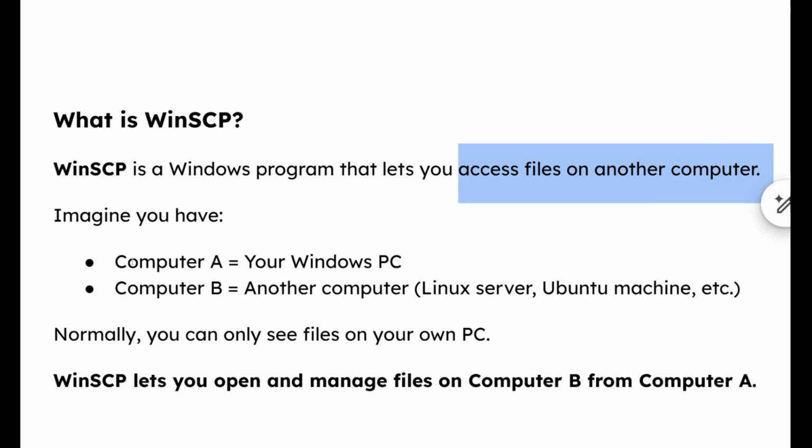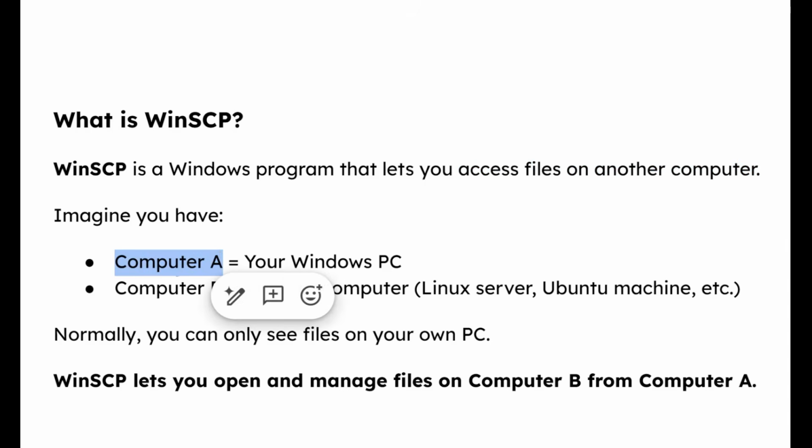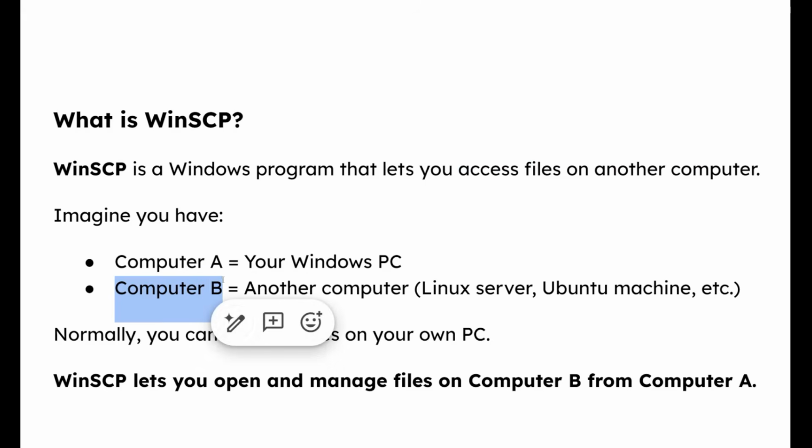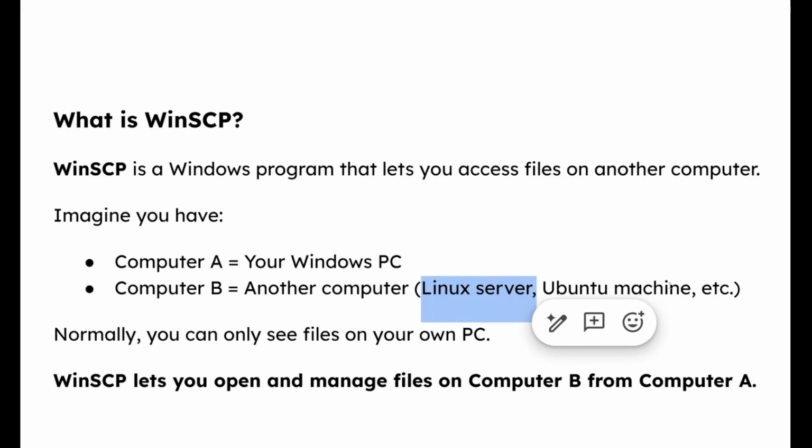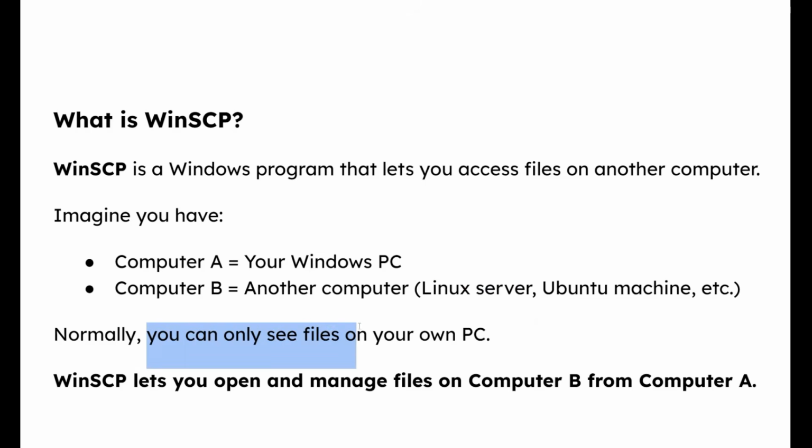Imagine you have two computers, computer A and computer B, right? Now, computer A is your Windows PC that you are using right now, and computer B is another computer that is either a Linux server or the Ubuntu machine, right? That we have talked about in the previous videos of the playlist, right? So, normally you can only see files on your PC, meaning the files that are present on your PC.